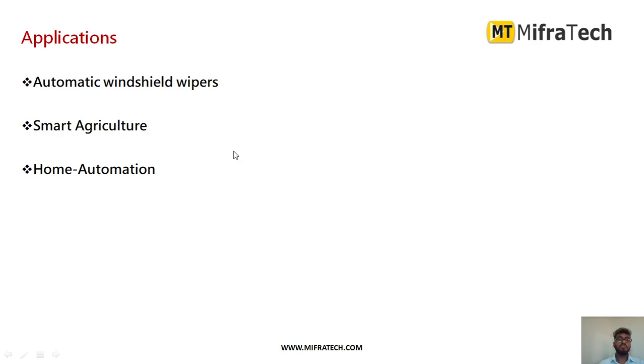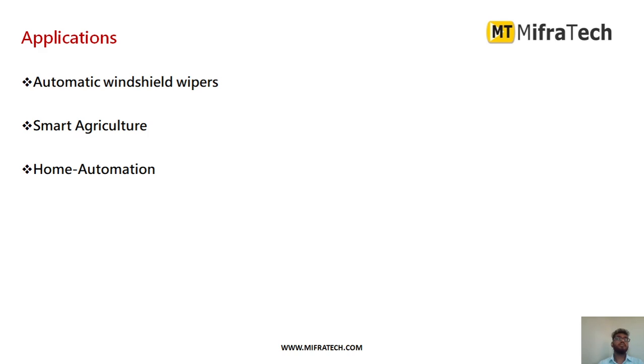So what are the applications of this LDR sensor? We can make use of it in smart agriculture, home automation, and automatic windshield wipers. There are different application purposes where you want to detect whether there is light or not.